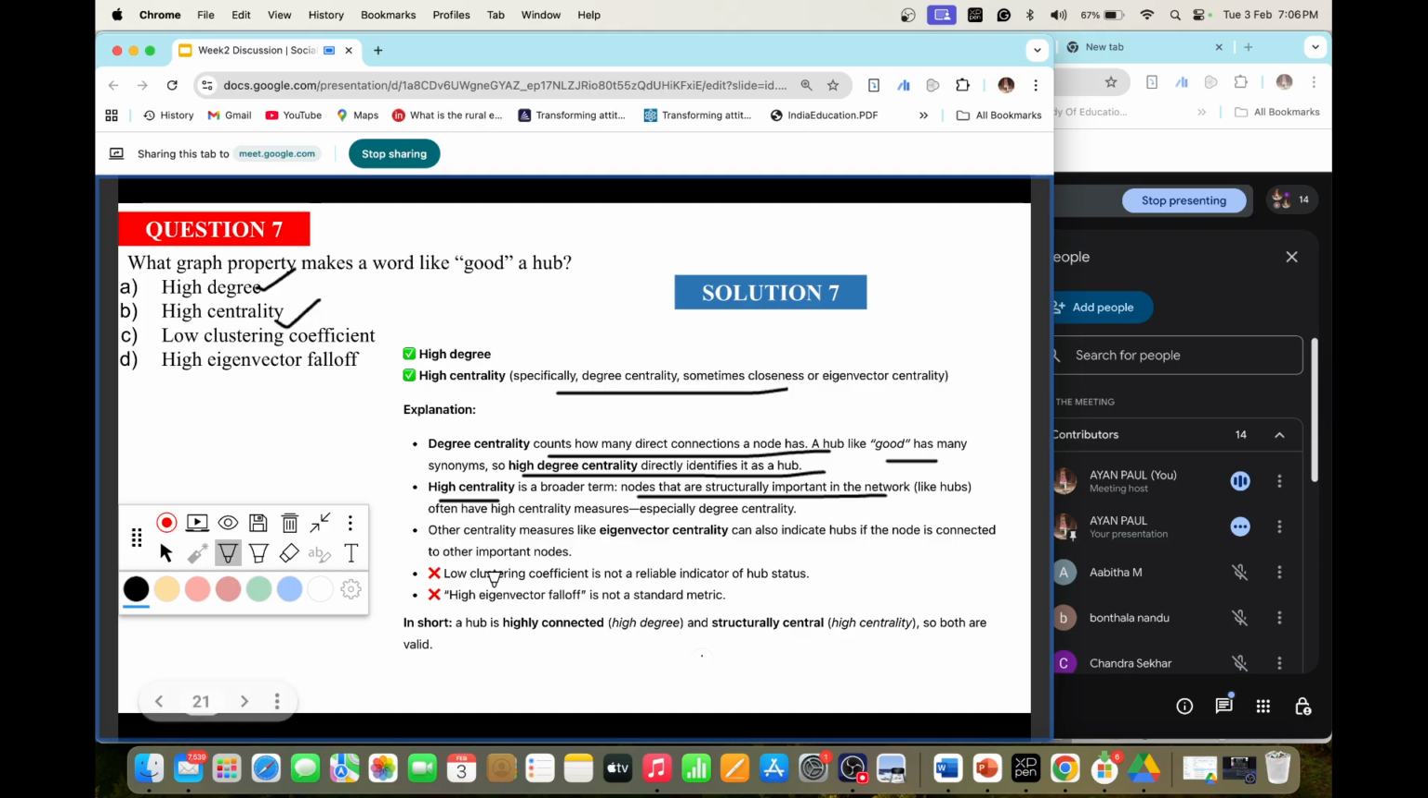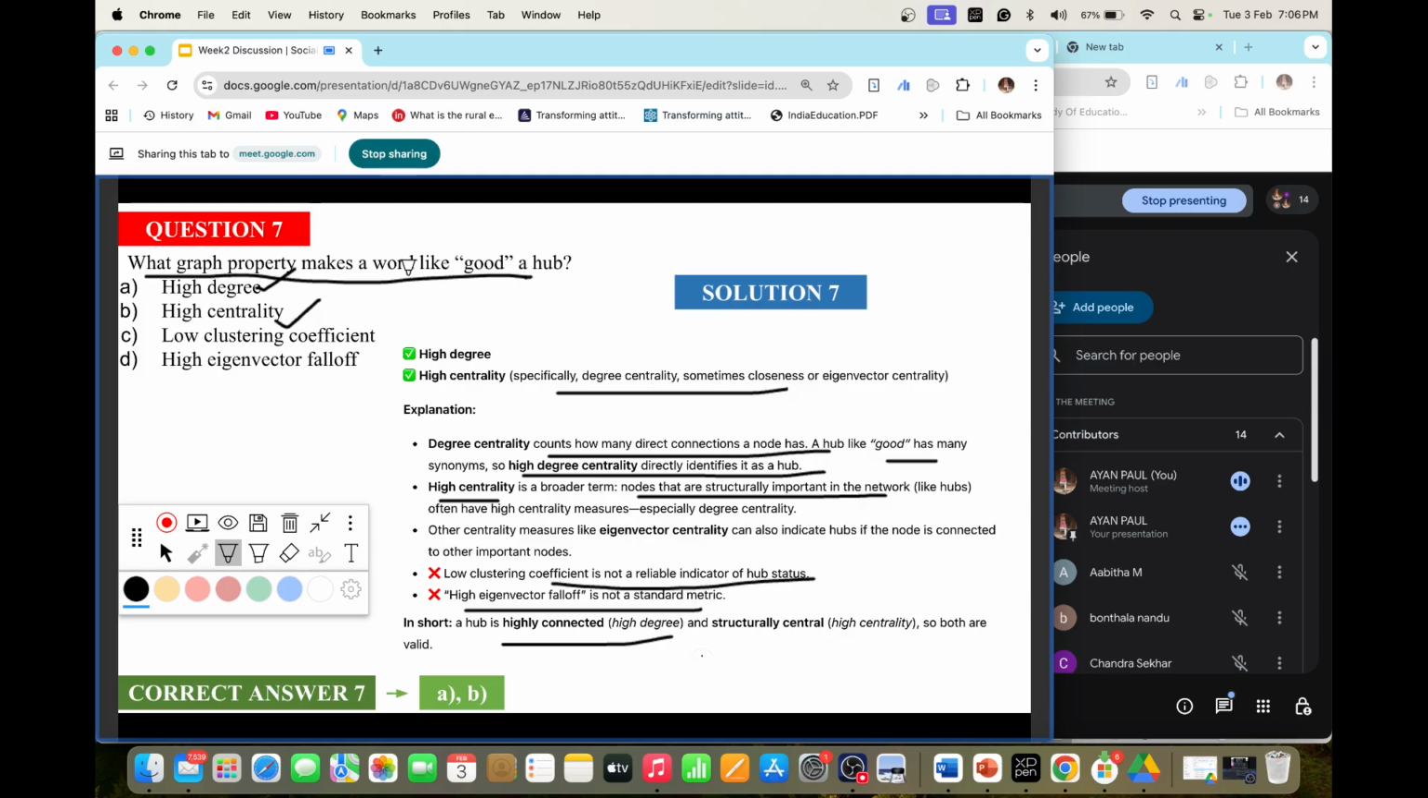Okay, so low clustering coefficient is not a reliable indicator of hub status. High eigenvalue fall off is not a standard metric. So in short, a hub is highly connected, high degree, and structurally central, that is high centrality. So both are valid over here. Option A as well as option B. This is a very easy but very important question. So that will be high centrality as well as high degree. Both are true over here.